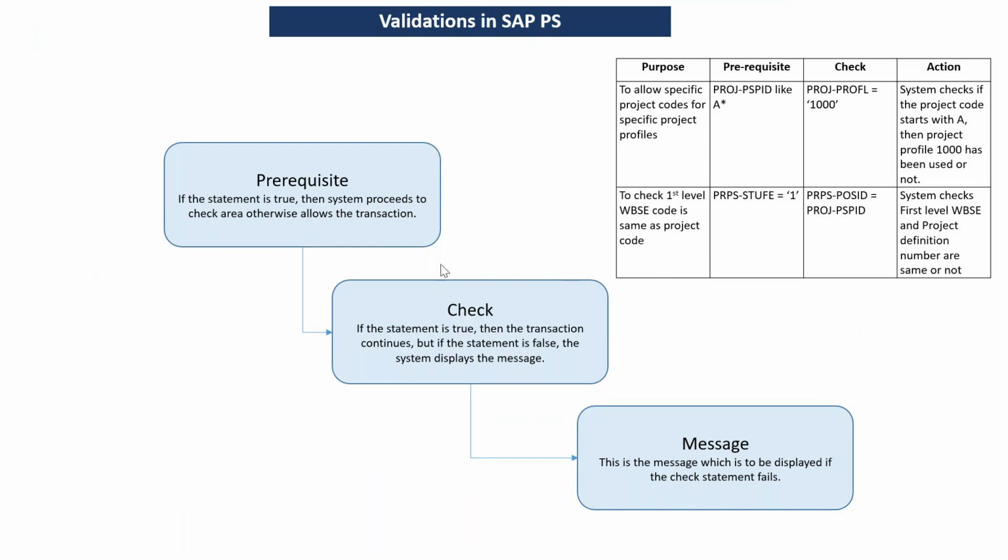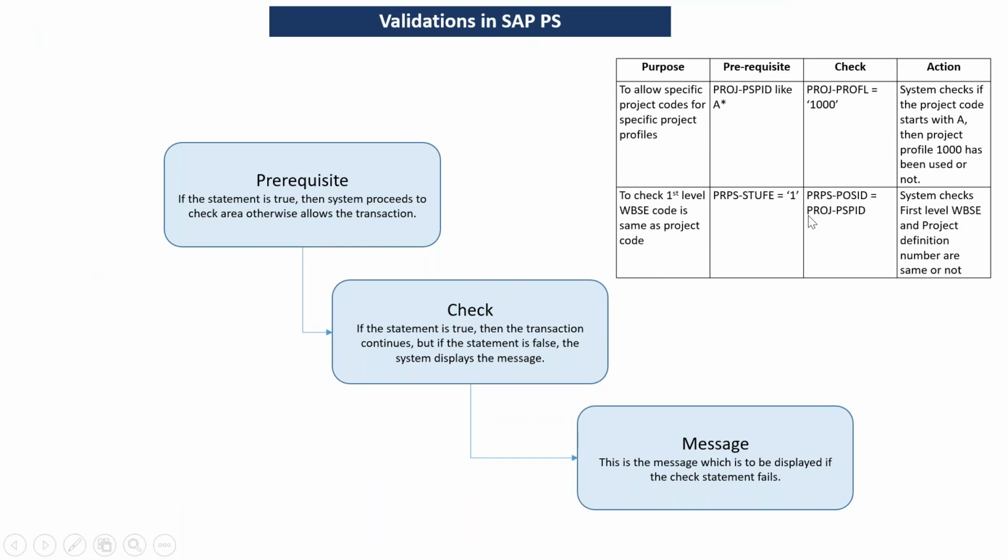So what is the purpose here? The purpose is to allow specific project codes for project profiles. Let's say I have taken an example here: prerequisite a project PSP ID like A star, then check project profile is equal to 1000, and then the action: the system checks if the project code starts with A, then project profile 1000 has been used, otherwise not. Then another validation checks that the first level WBS code is the same as the project code. If PRPS-STUFE is equal to 1, this is a prerequisite. Then the system will check this and this, otherwise the system will throw an error. So this is a very good example to apply validation.